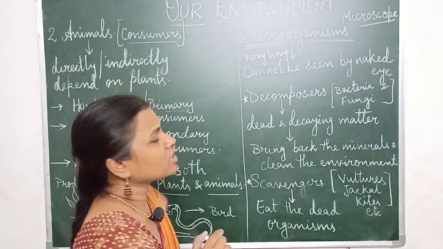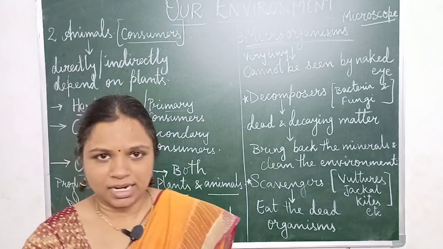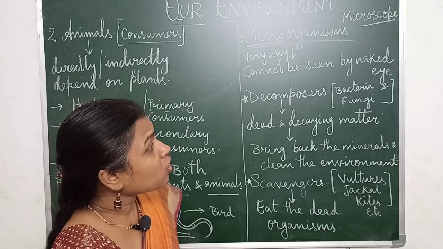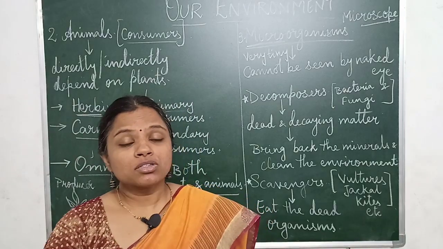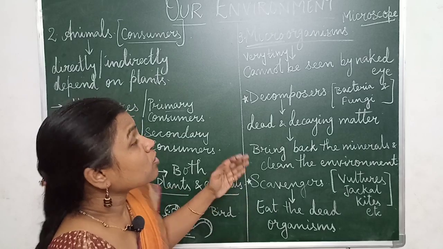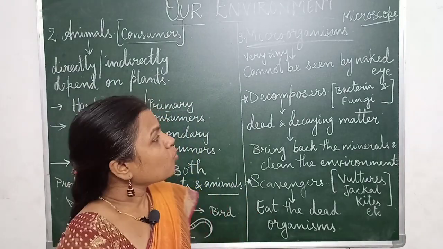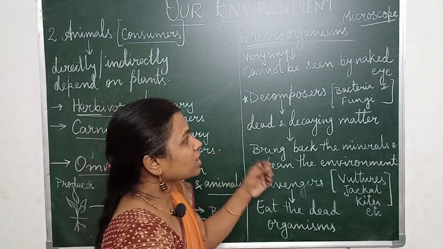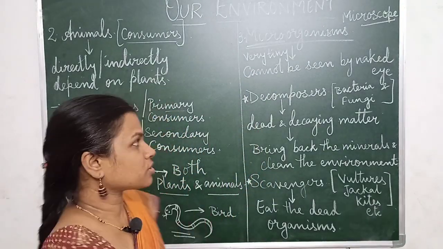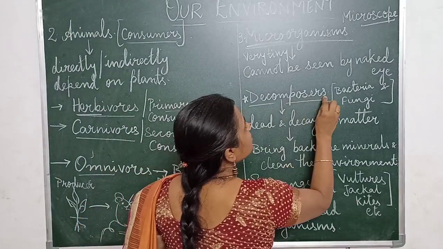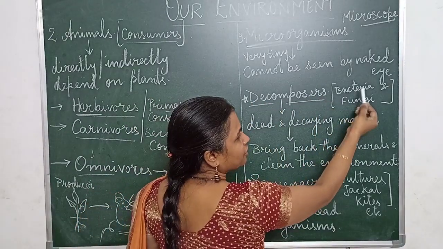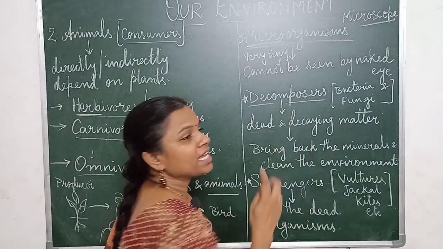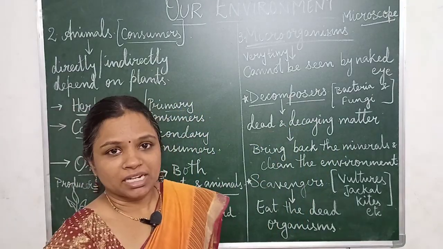Now, most of these microorganisms cause diseases in us. Not only in us, in different plants and animals also. But these microorganisms are also helpful for us in the process of decomposition. What is this decomposition? Before learning that process, we will know about the organisms which are called decomposers. These decomposers comprise some bacteria and fungi. They actually feed on the dead and decaying plant and animal matter.